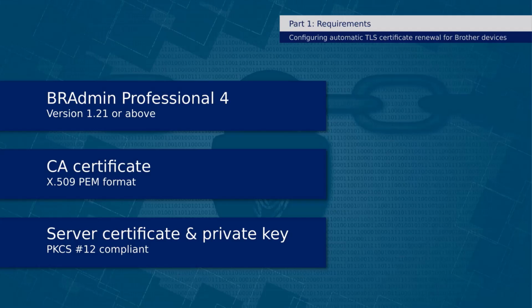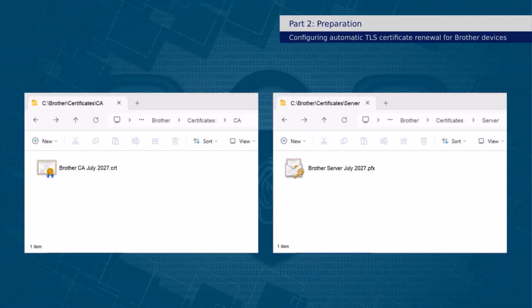Part 1. Requirements. You will need the Brother BRAdmin Professional 4 Fleet Management Utility, version 1.21 or above, running on a Windows computer. If you need help downloading and installing BRAdmin, there should be a link on your screen to another video of ours. If you want BRAdmin to renew a Brother device's CA certificate, ensure that it is in X.509 PEM format. If you want BRAdmin to renew a Brother device's server certificate and private key, ensure they are PKCS 12 compliant.